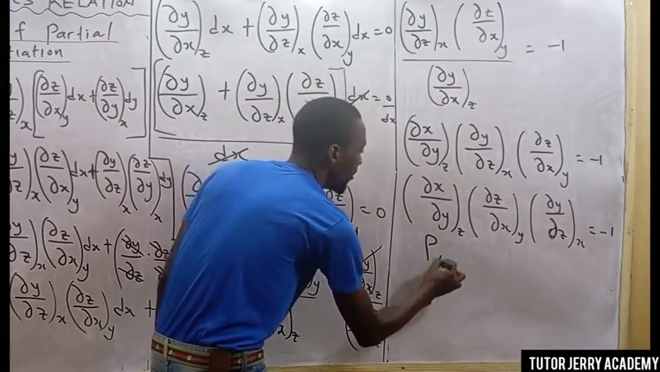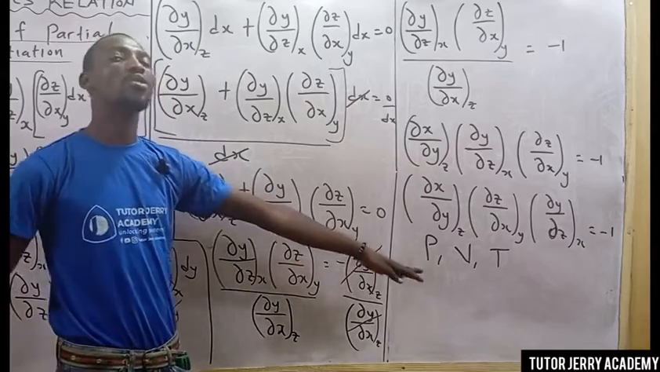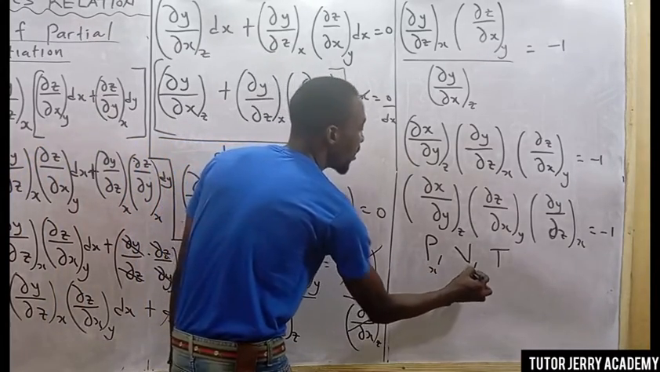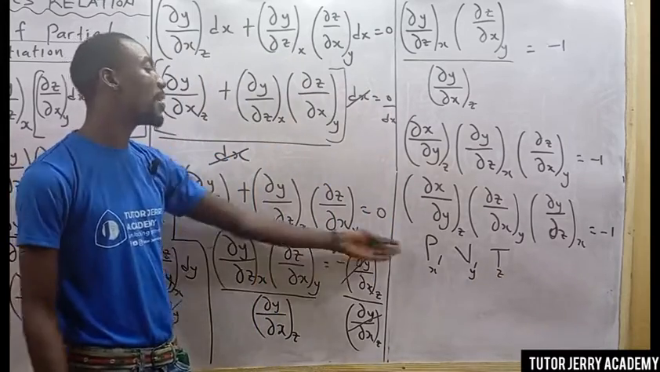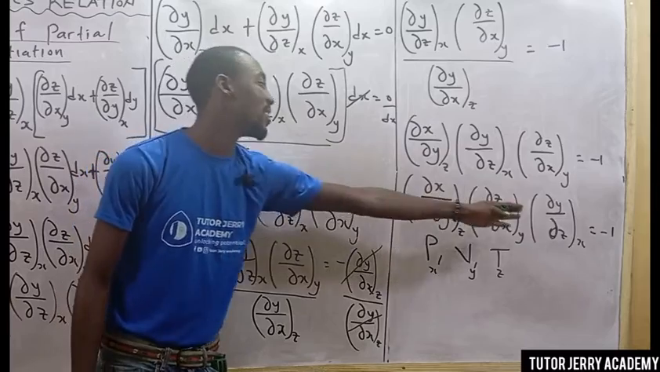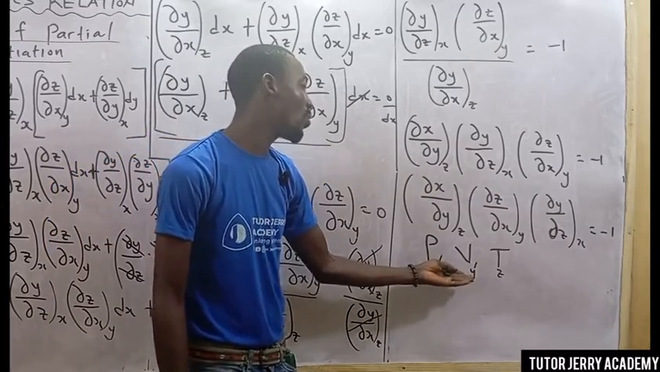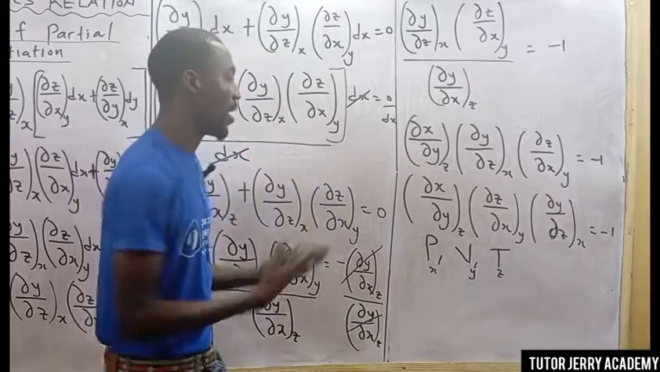All right. Now let's write what is here in form of P, V, and T. Now for us to do that, it means this one here is s, this one here is y, and this one here is z. So let's replace s. Anywhere we see s in this equation here, replace it with P. Anywhere we see y, we replace it with V. Anywhere we see z, we replace it with what? T. All right. So let's do that.